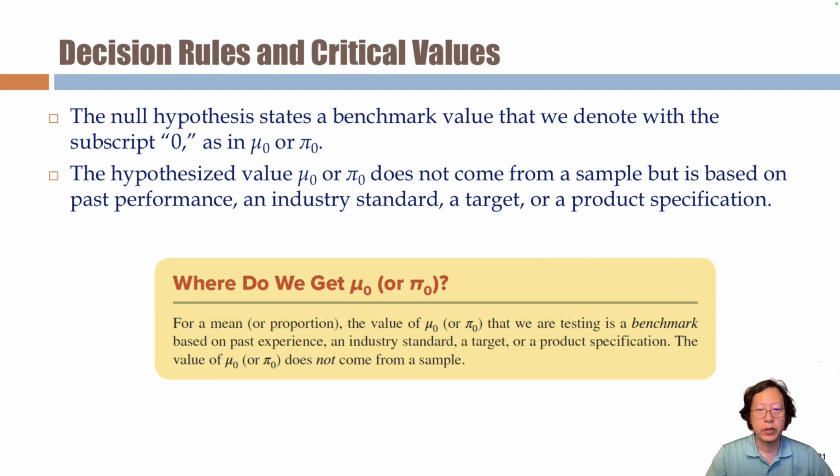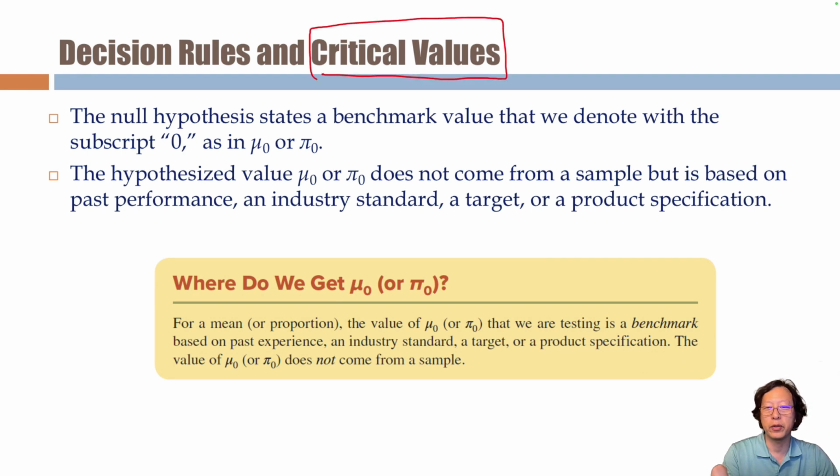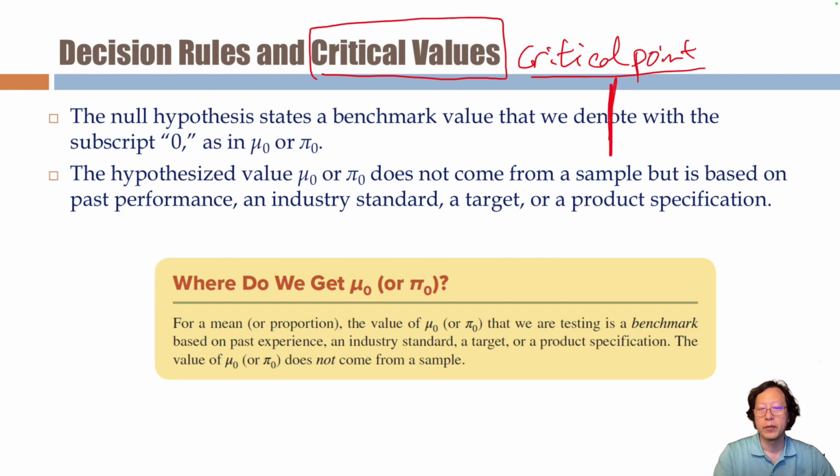The decision rule and the critical value. We will find the critical value first. This is like a critical point, like a turning point. If our statistical value is smaller than the critical point or greater than the critical point, we will make a decision. I'm not saying smaller or bigger because it depends on the situation.